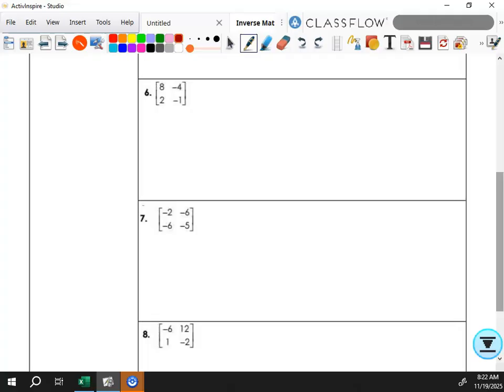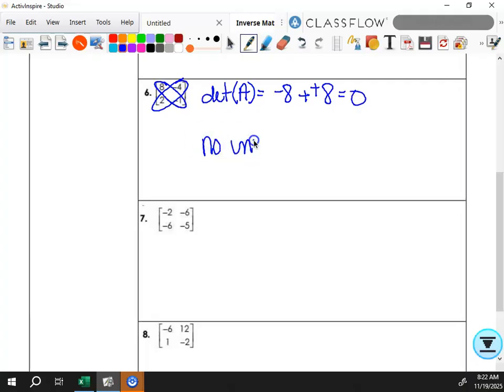All right, so the first thing we're going to do here is find the determinant of, we'll call this A. We take the down, that's -8, minus the up, which is a -8, and that gives me 0. What does that tell you? No inverse. So if you get 0, it's easy because there's no inverse.